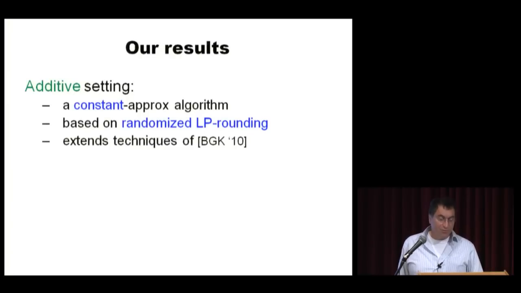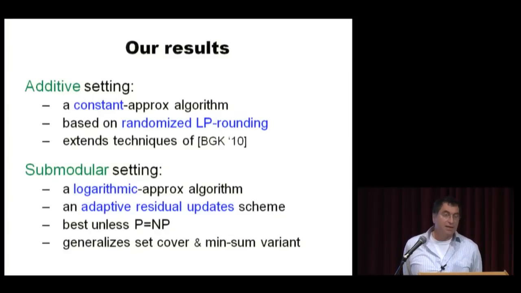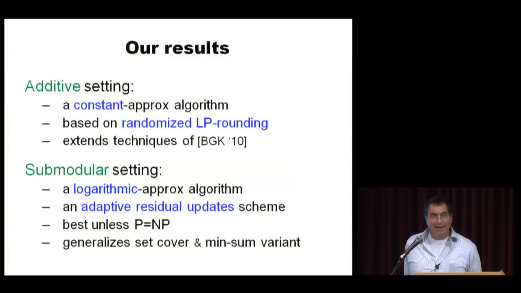Okay, so eventually we get to our result. What we show is that the additive setting, and again, additive setting means that you have a matrix and you just want to permute the matrix in such a way that each row will be covered as fast as possible. Then you can actually get a constant approximation. And I'm not going to talk about it. I'm actually going to talk about the submodular setting. The submodular setting is where we show a logarithmic approximation. And I'll just describe the adaptive residual update scheme, which we are using.